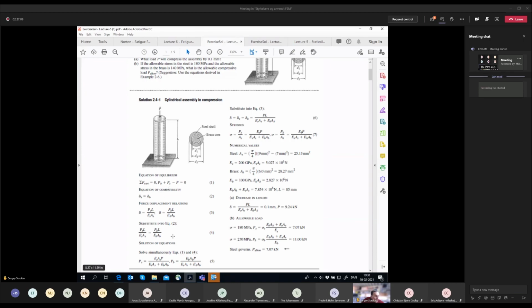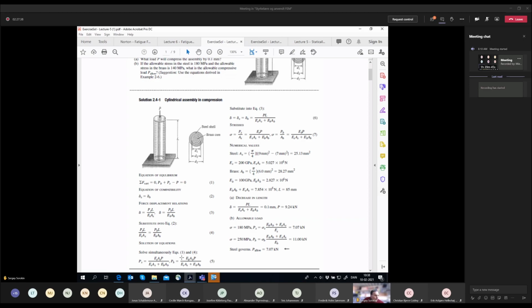So we can do it in both ways. First, we can say we're interested in this force PS. So we say that PS equals PB times AS divided by AB, substitute it into equation 1, and isolate PB.